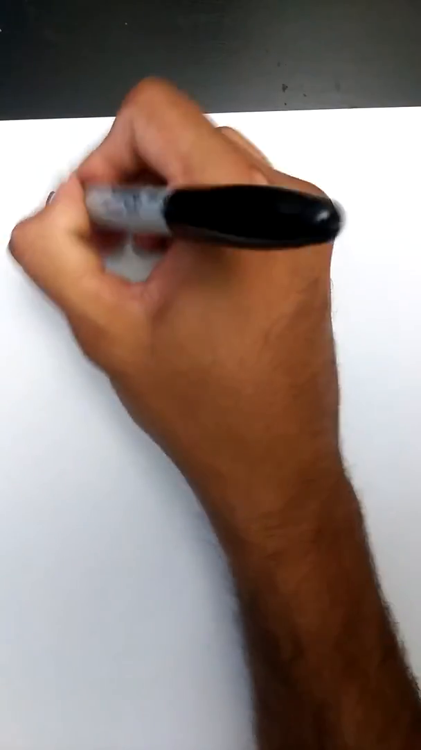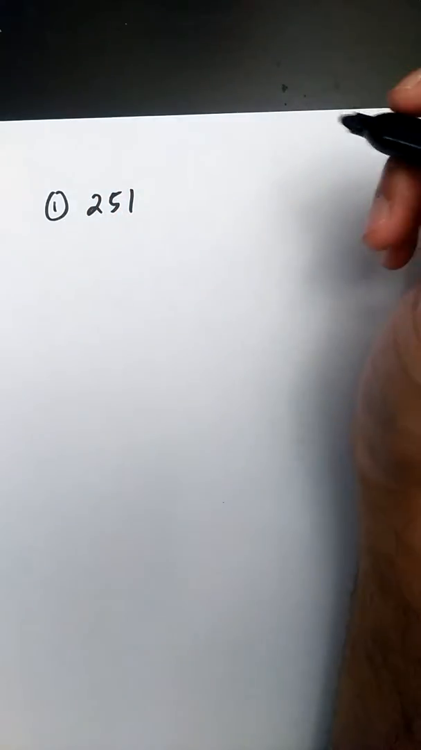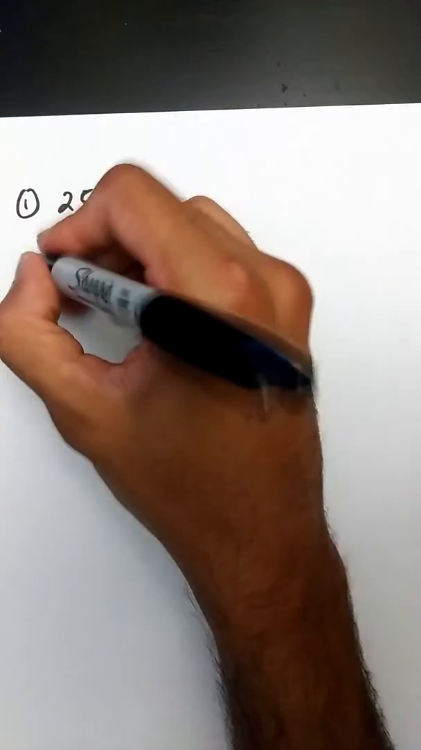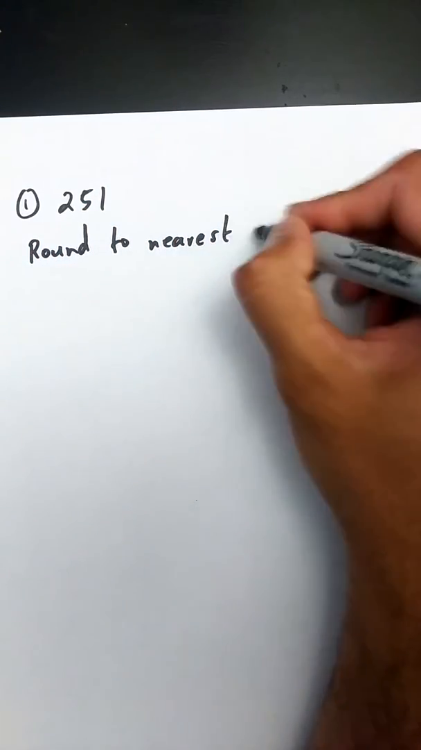Okay, so after learning to read whole numbers, we're going to learn how to round them. So in this case, if I had an example where I had the number 251, the question asked me to round this number to the nearest 10.